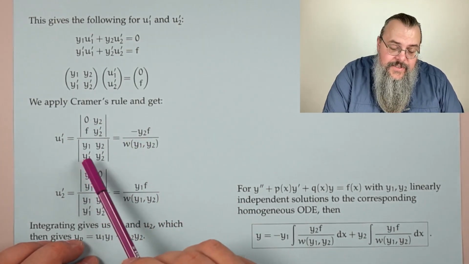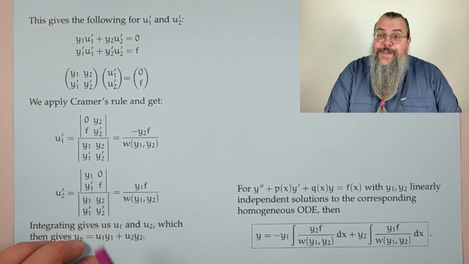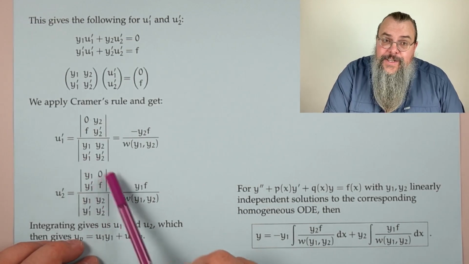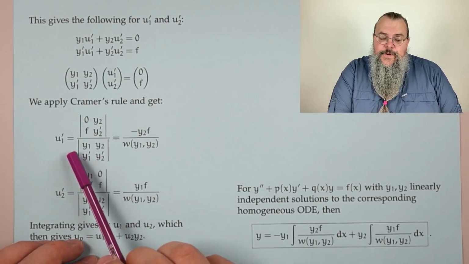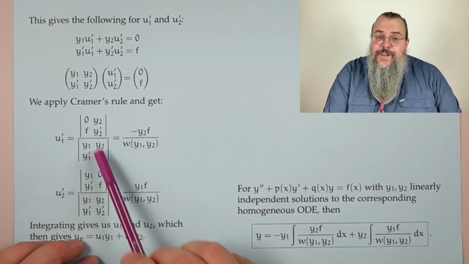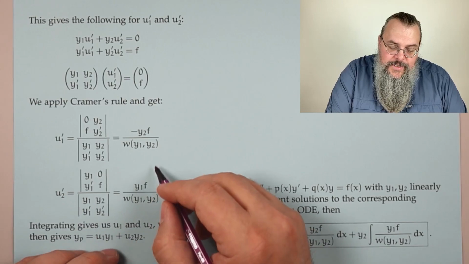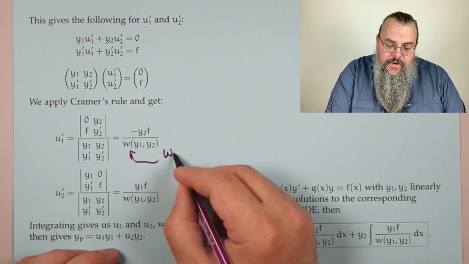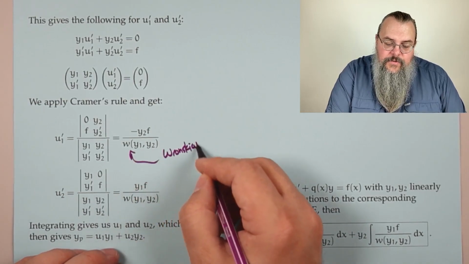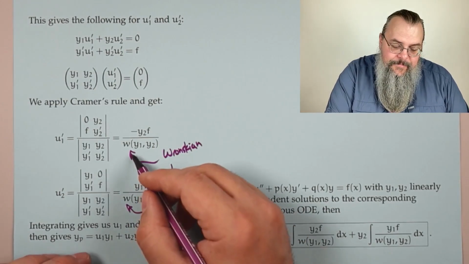Now downstairs, we've seen this determinant before. It's the Wronskian. Remember how the Wronskian worked? The first row was the function, the second row was the derivatives, and you took the determinant. So that W is for the Wronskian. And so, cool. See, there was a reason that we talked about it. It was going to come into play at some point in time.